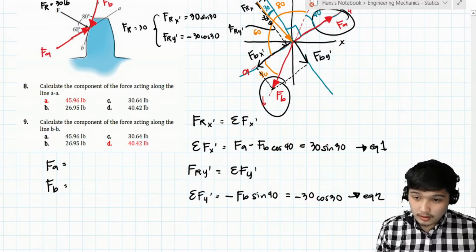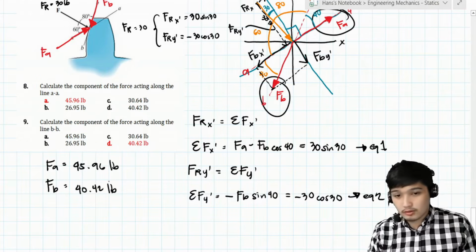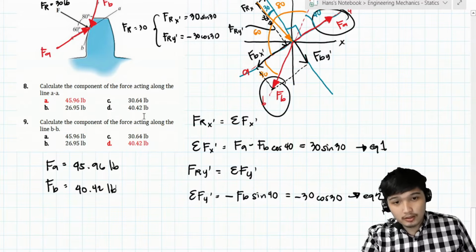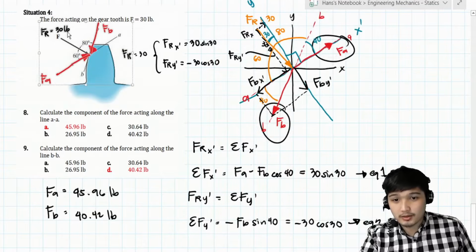Okay, so sagot, FA is 45.96 pounds and FB is 40.42 pounds. So, nakuha kong sagot is both positive values. Therefore, correct yung assumed directions natin. Okay, so ayan, yung nasa figure.